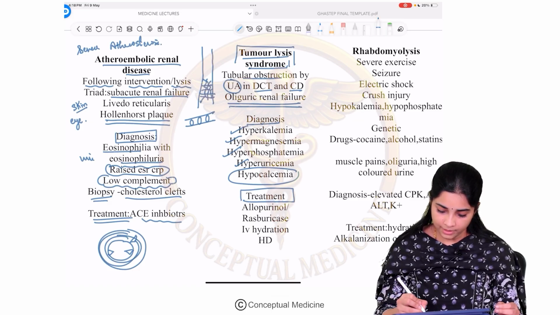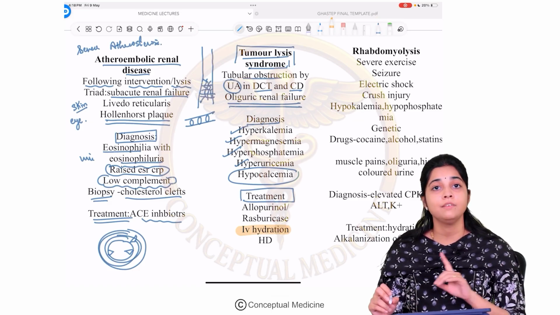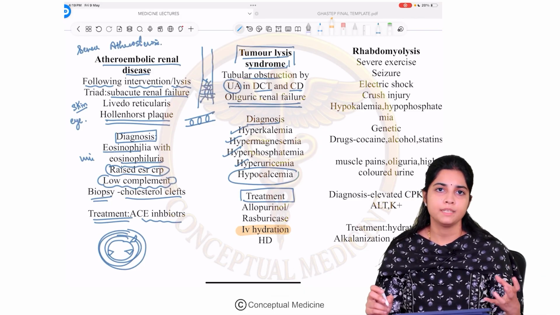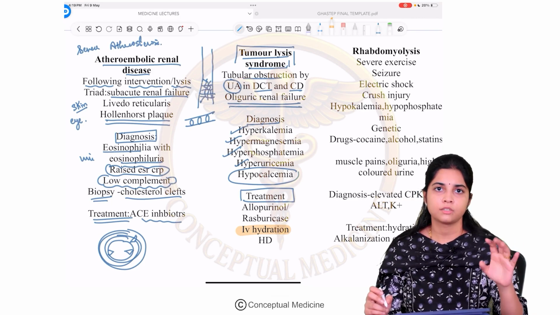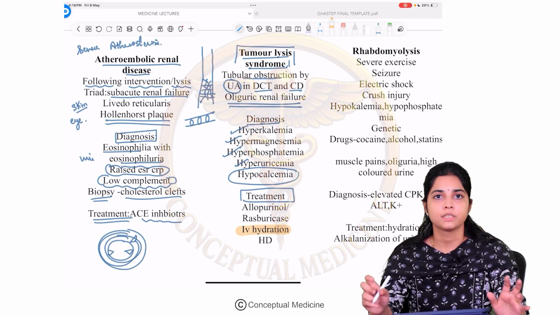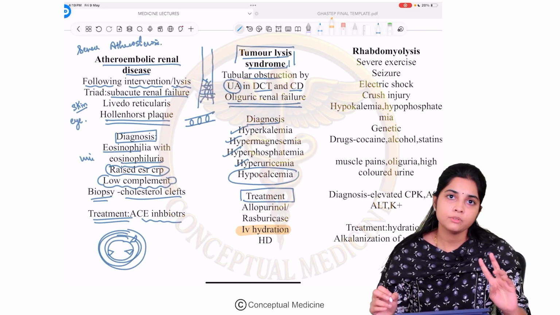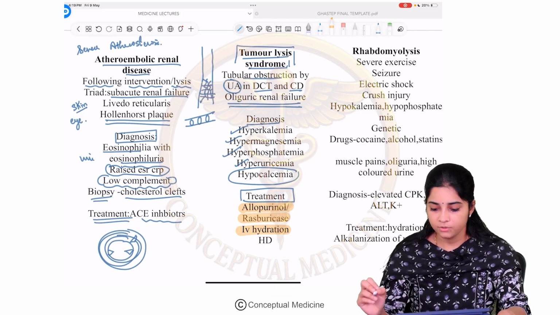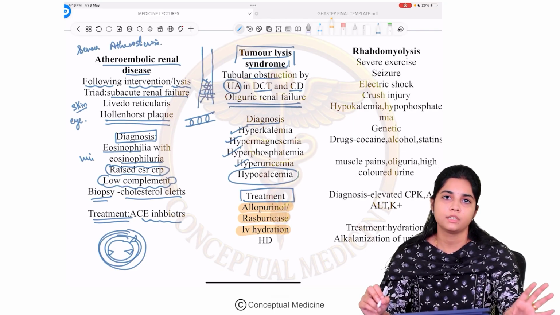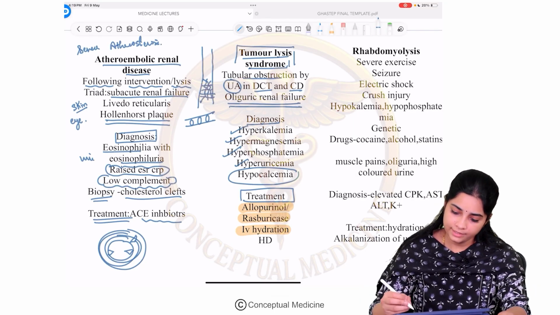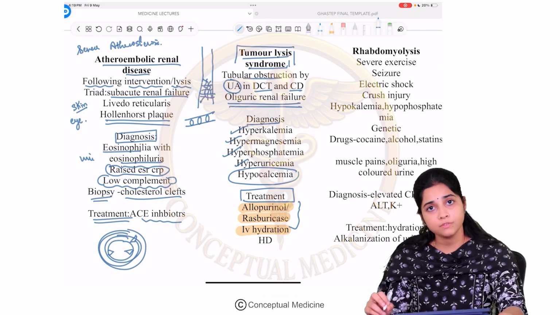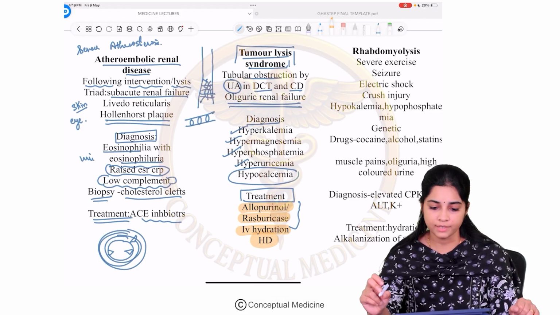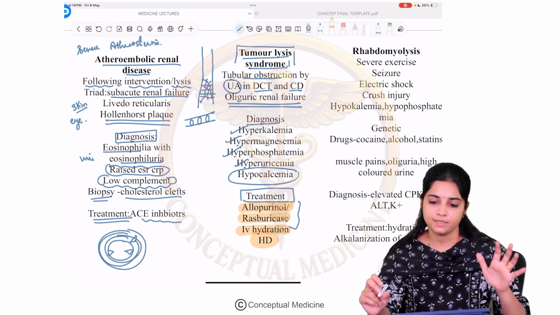How do you treat? The cornerstone of management of tumor lysis syndrome is IV hydration. You have to hydrate the patient well. Apart from that, what is the basic thing which is getting obstructed, which is obstructing the tubules? It is your uric acid, right? So you have to inhibit this uric acid. This can be brought about by allopurinol or rasburicase, which are drugs used to bring down the uric acid levels. But these are only temporary measures, right? In most cases of tumor lysis syndrome, you have to undergo hemodialysis. Alright, so this is about your tumor lysis syndrome.